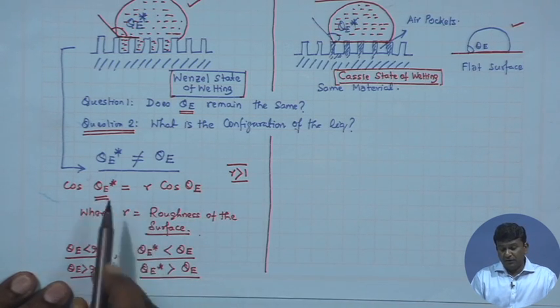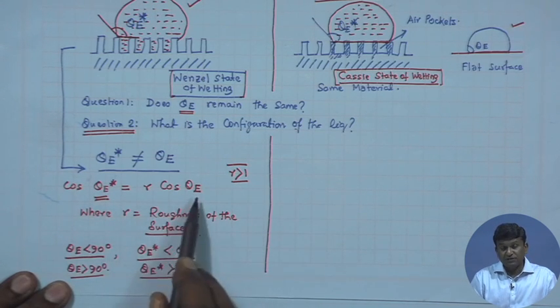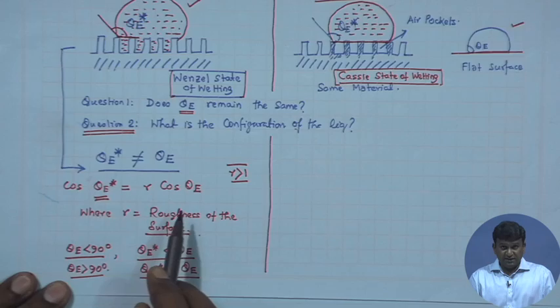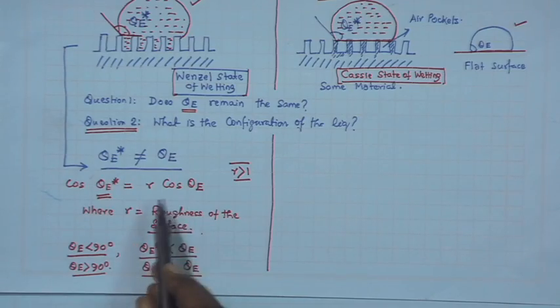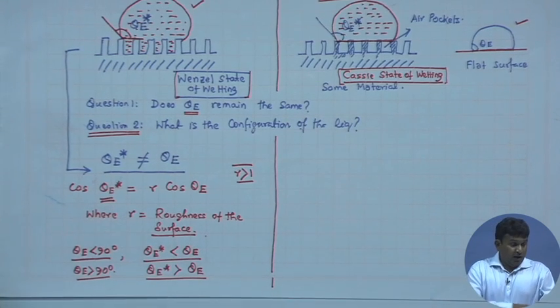So, if the value is positive, you are in the first quadrant, and therefore, theta e star reduces compared to theta e. If you are, however, in the second quadrant, you get a negative value, and therefore, theta e star increases as compared to theta e.